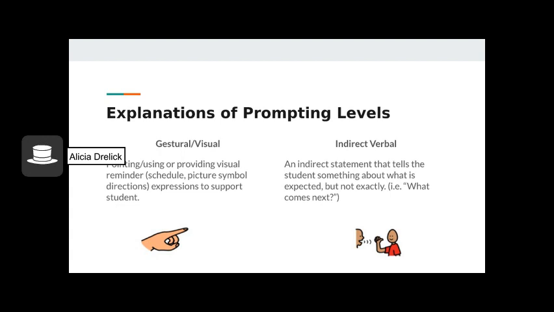As we increase our prompts, we next move to gestural or visual cues. This is pointing or using some sort of visual reminder, such as picture directions or picture supports, to provide support for a student. Next, we move to an indirect verbal cue. This is an indirect statement that redirects the student and refocuses them to the task at hand. An example of an indirect verbal prompt would be something such as "what comes next" or "look here," which does not provide the student with specific information on what is to be completed.